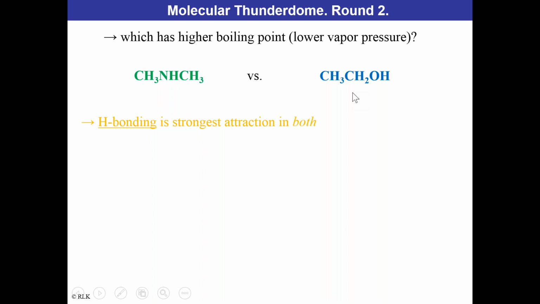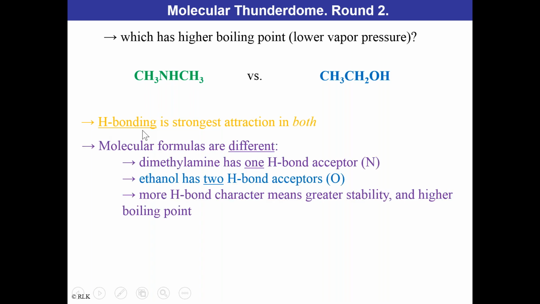That's a requirement for H bonding. So we already list this as saying, hey, look, H bonding is strongest attraction in both. There is the opportunity for those bonds to form. So London forces, although they do have that as one of the intermolecular forces, that isn't the most dominant. They are polar, and in fact, they both have H bonds.